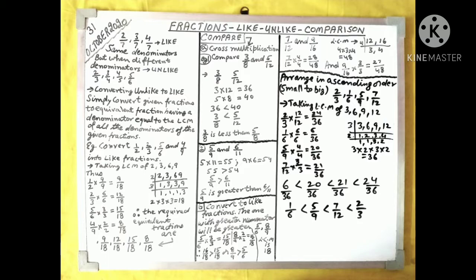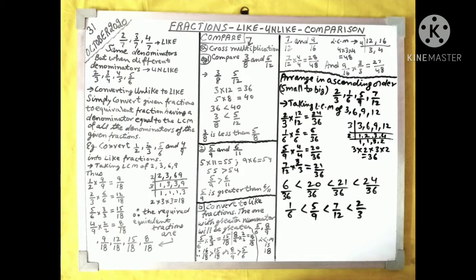Say this simple example, we have 5 by 6 and 8 by 9, two fractions. So if we take the LCM of 6 and 9, we get 18. So we make an equivalent fraction, 5 by 6 is equal to 15 by 18 and 8 by 9 is equal to 16 by 18. Clearly 15 by 18 is less than 16 by 18. So 5 by 6 is less than 8 by 9.